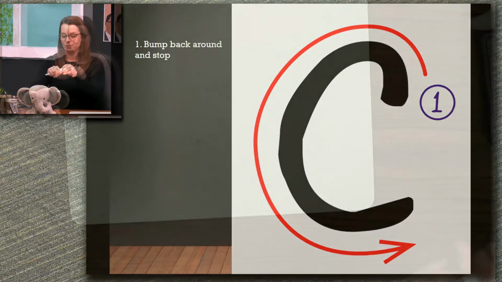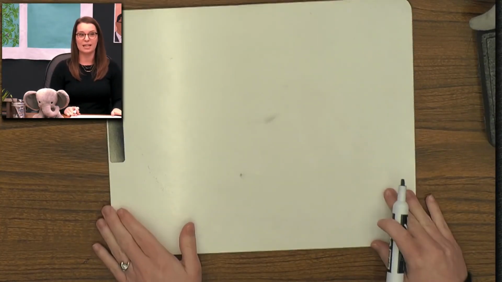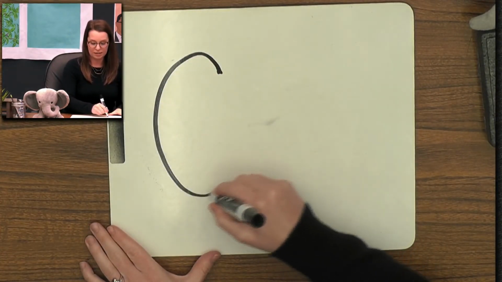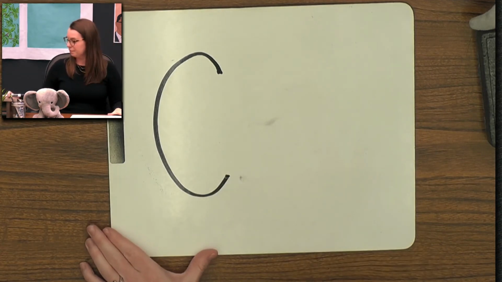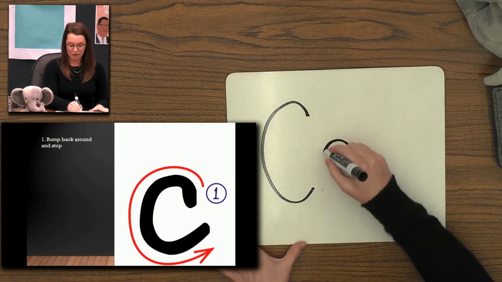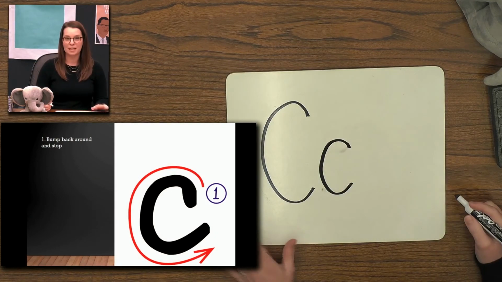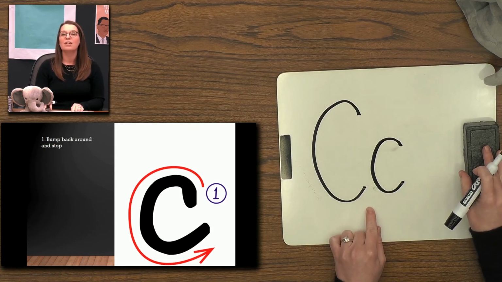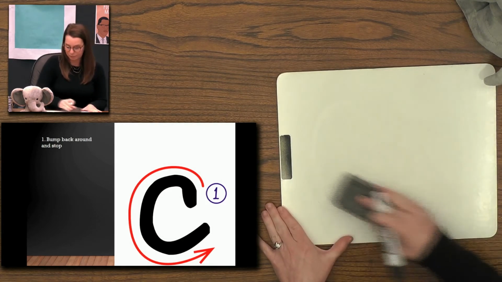Excellent. Got your marker ready? All right. It's a capital C, so pens up, bump back around, and stop. Lowercase c, pens out, bump back around, and stop. Name this letter. C. Sound this letter. K. Erase.